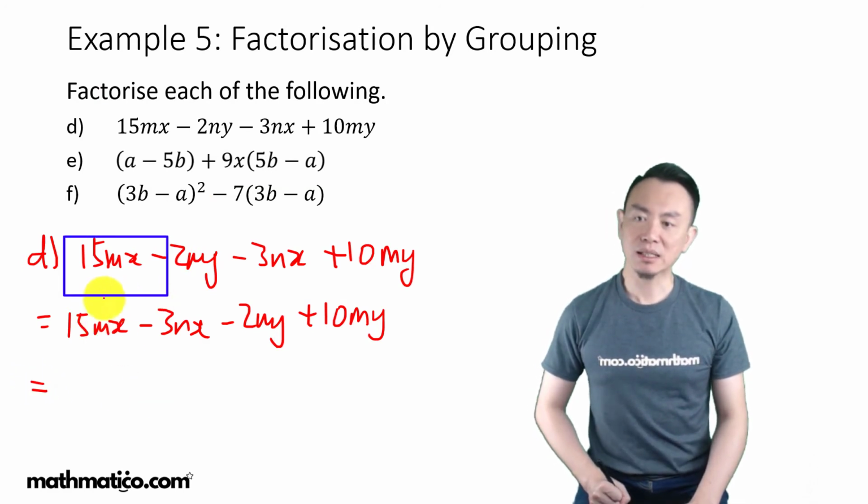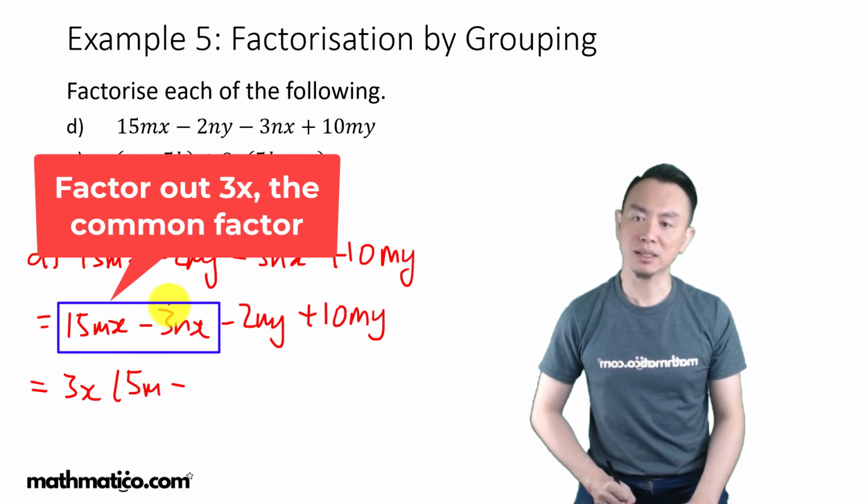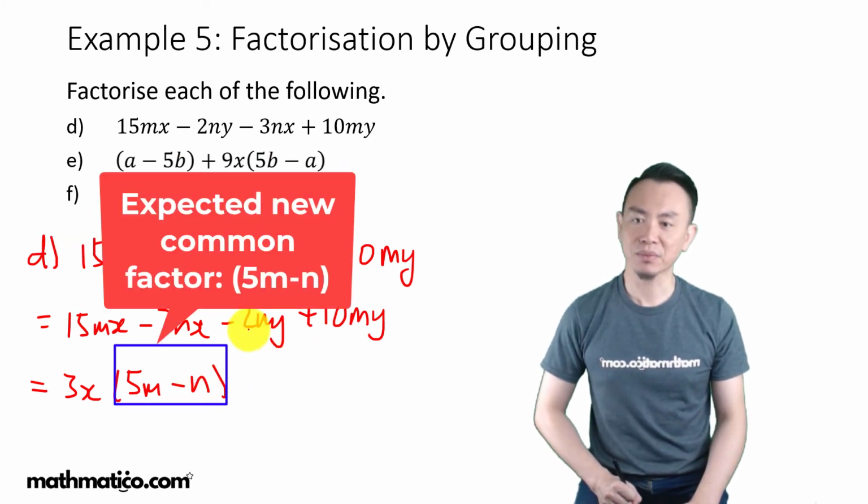Now let's factorize 15mx minus 3nx. 3 is a common factor. x is a common factor. So here, you take out 3x, you're left with 5m minus, 3x is gone, you have n here. So you expect to see 5m minus n on the other side, right?